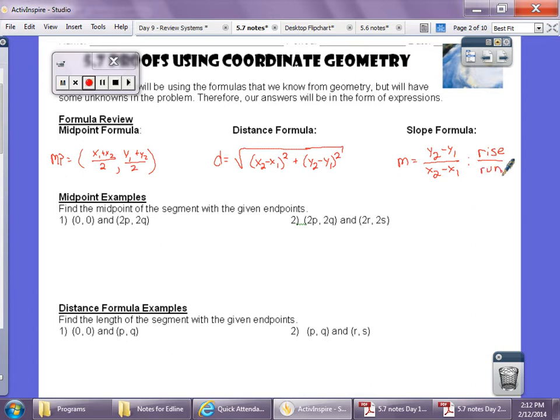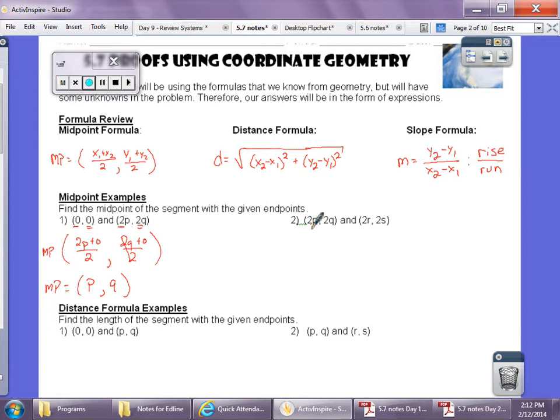So to look at a couple examples, find the midpoint. Well, here we add our x values, so we do 2p plus 0 divided by 2, and then our y's is 2q plus 0 divided by 2. So this will give us our midpoint. What we get here is we are left with p, and we're left with q. So the midpoint equals (p, q).